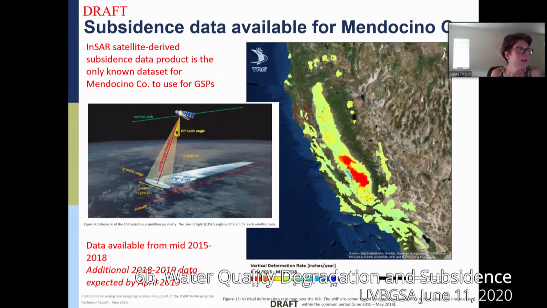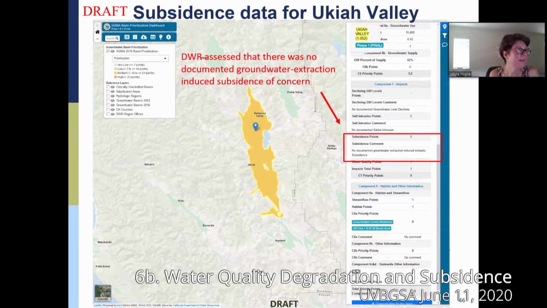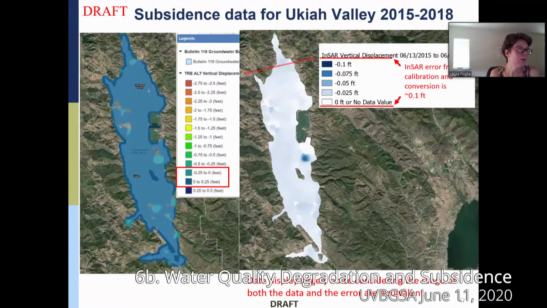There was a typo. In the basin prioritization, Ukiah Valley got 0 points for subsidence, which means DWR was already acknowledging that there is no subsidence. If you remember how it worked, these are points that got assigned to the basin, and that's the reason why you ended up in a medium category, but not for subsidence. So what we did is look at the data in the valley for the period 2015-2018, which is what we have right now.